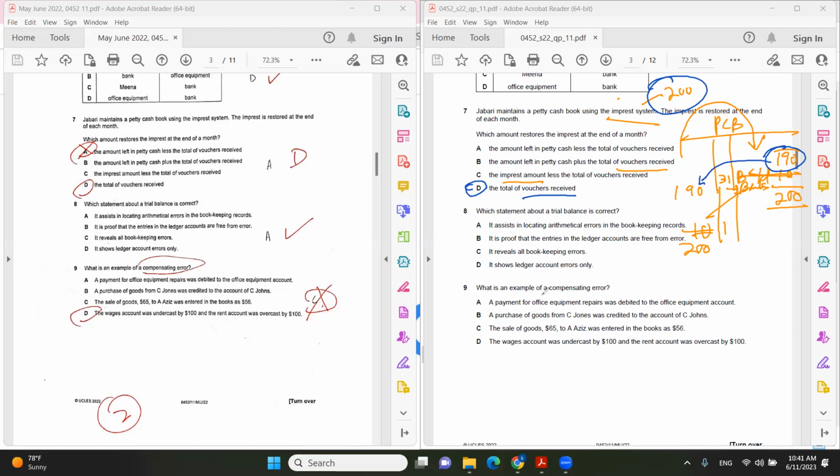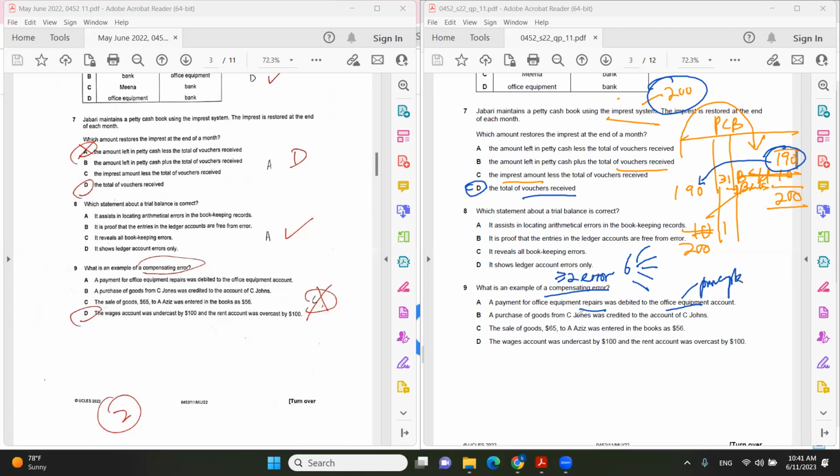Just now we already went through the 6 errors. So the 6 errors you need to memorize. We'll come to compensating. Compensating means that a minimum of 2 errors in the accounting record. So which one is considered a minimum of two errors? A payment for office equipment repair was debited. This repair is an expense, office equipment is a non-current asset. This is a principal error. So this is not compensating.